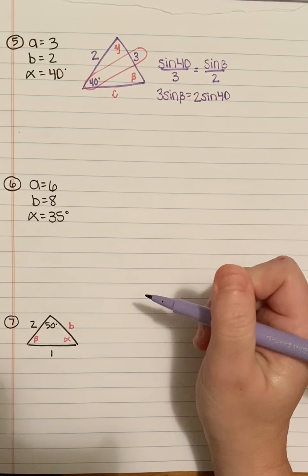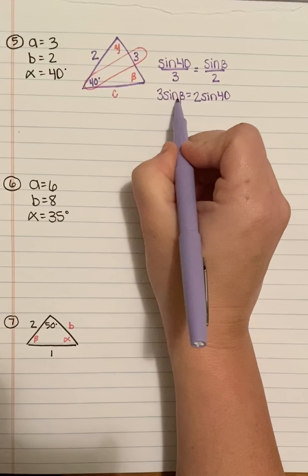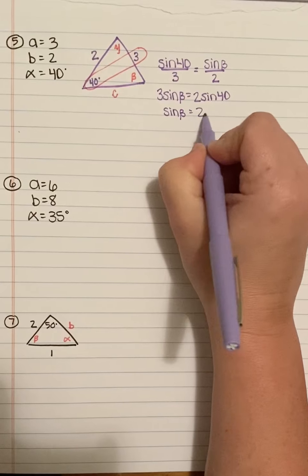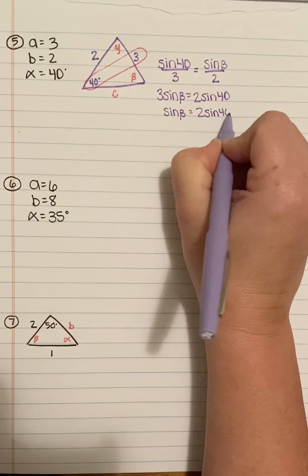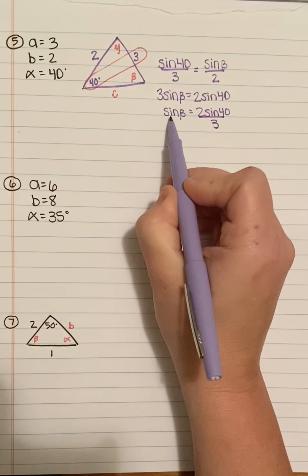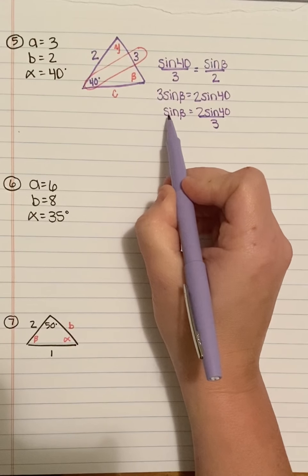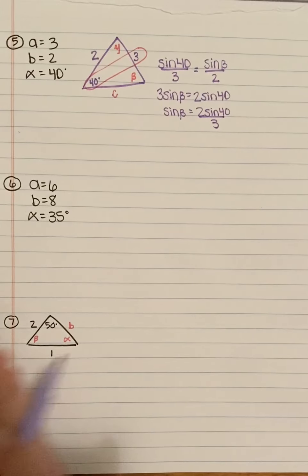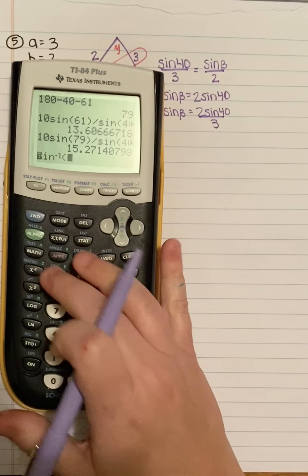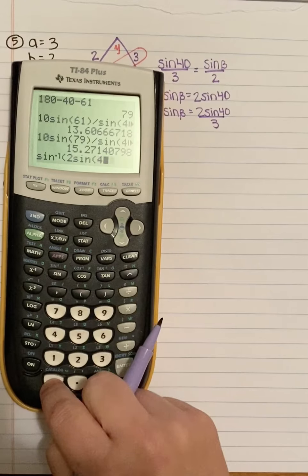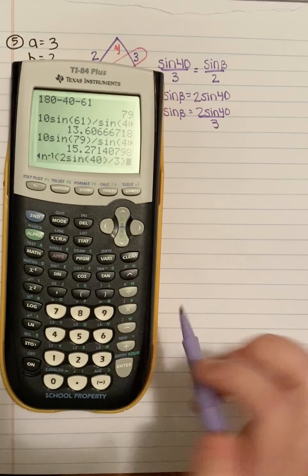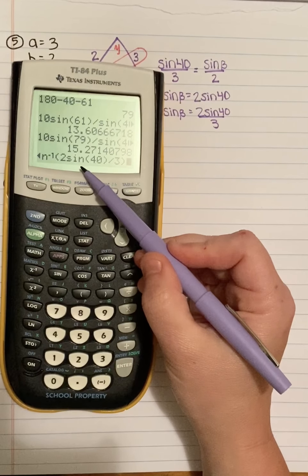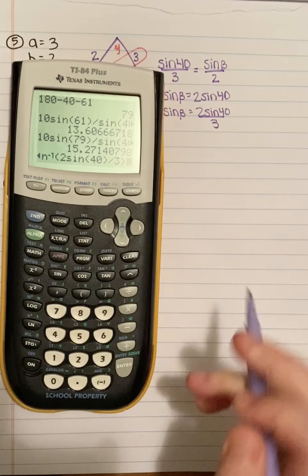Remember, I'm trying to get my trig function all by itself. So I want sine beta to be by itself, so I'm going to divide by 3. So sine beta equals 2 sine 40, all divided by 3. Now, how do we get rid of sine? We do the inverse. The inverse of sine is sine inverse. So in my calculator, I'm going to type in sine inverse of all of this. All right, so here we go. Sine inverse of 2 sine 40 divided by 3. Remember, sine inverse opens parentheses, so I have to make sure I close it. And when I type sine in, it opened parentheses too, so I had to close it around that 40.